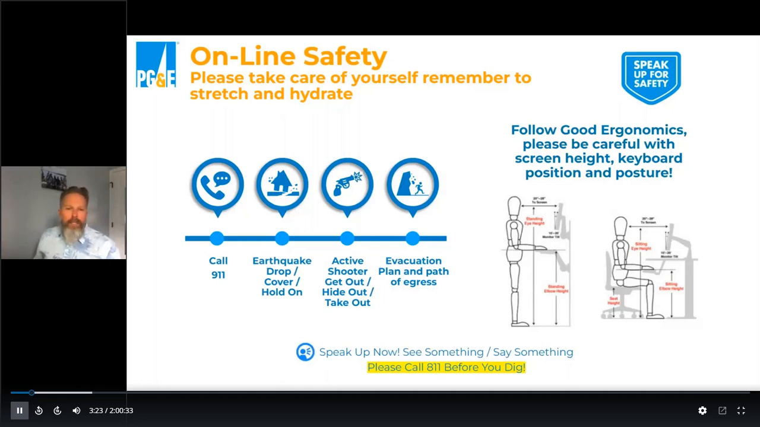Next, please follow good ergonomics. During the course of this presentation, I suffer from back pain, so what I typically do is throw a pillow behind my back. It causes me to sit up straight and corrects my posture, maybe something that you want to do as a recommendation. Also, please remember to stretch and hydrate during the course of this presentation.